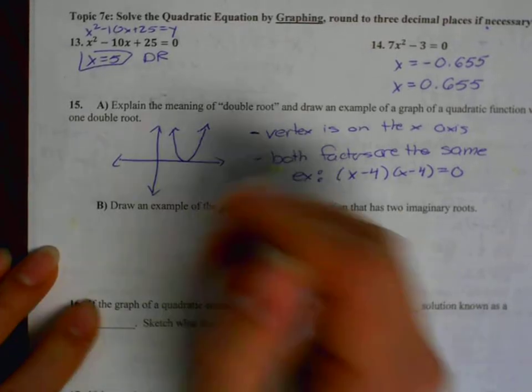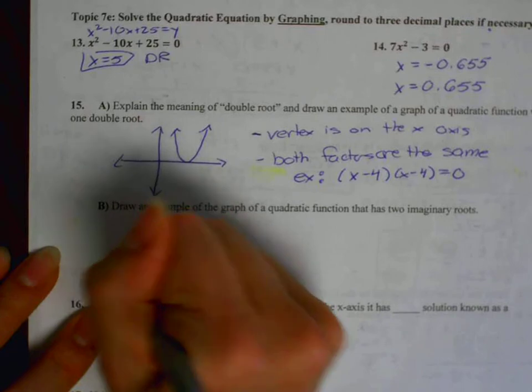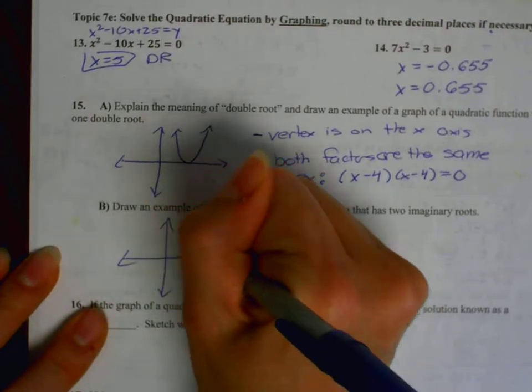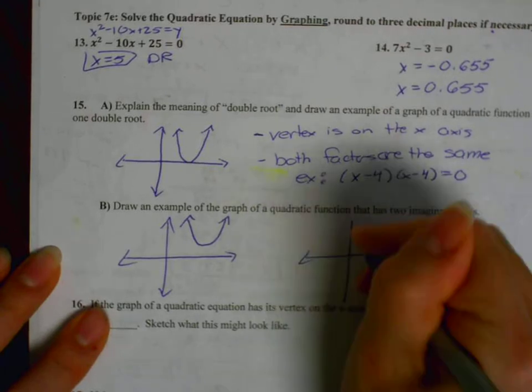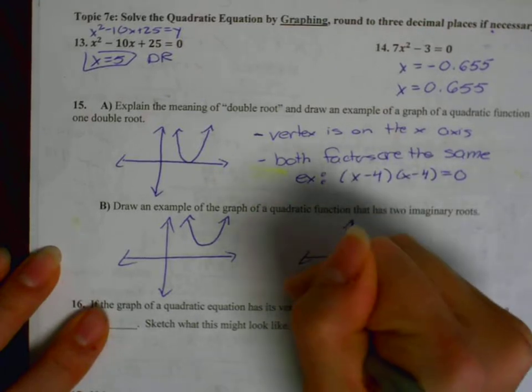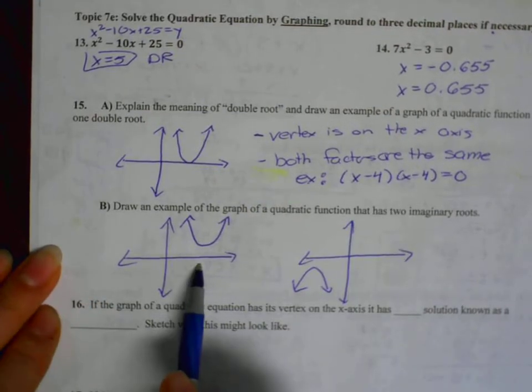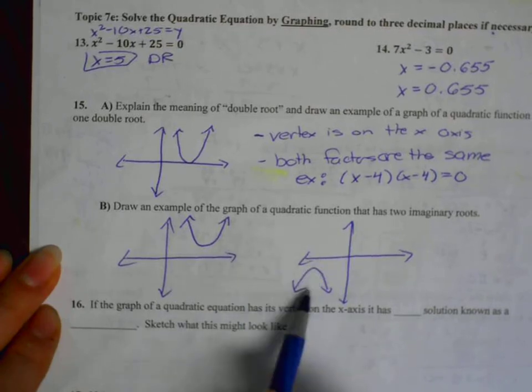Okay, so a graph that has 2 imaginary roots means it's never touching the x-axis. It would be up like this. I could have something like that, or it could be below. It could be something like this. But you can see these are never crossing the x-axis, and this one is never crossing the x-axis.